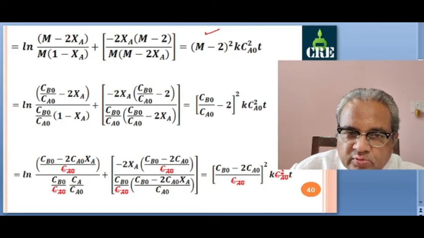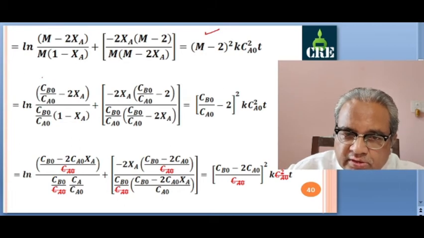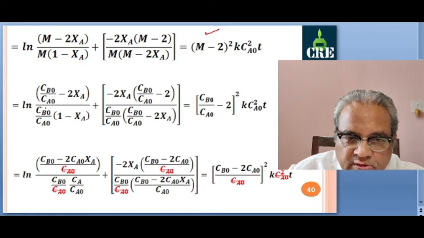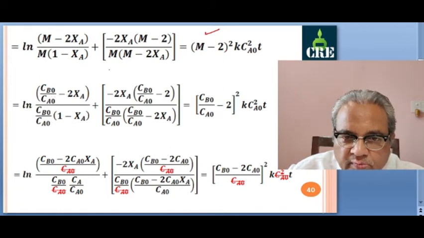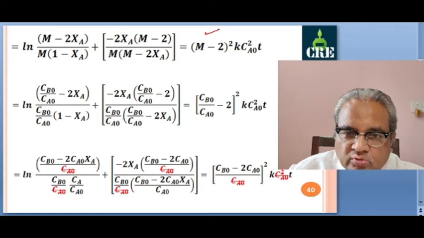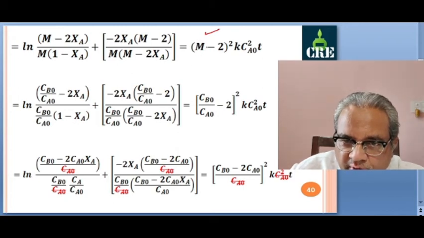If I want to write in terms of concentrations like we have done in the previous cases, we can easily write that. So m is Cb0 by Ca0 minus 2xa, m is Cb0 by Ca0 again, xa, m is Cb0 by Ca0, Cb0. So everywhere I have replaced this m by Cb0 by Ca0.